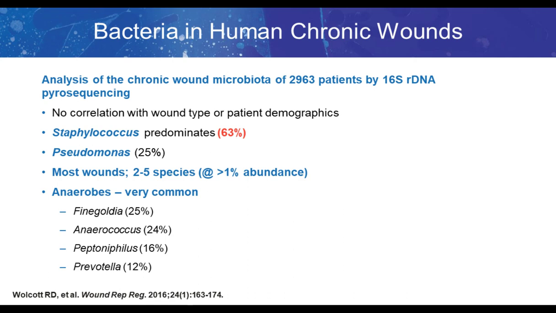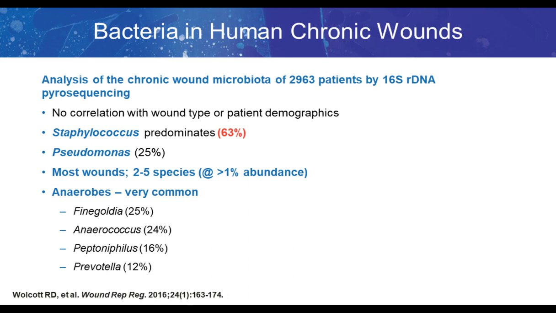But as I showed you before, biofilms can have general mechanisms to inhibit wound healing, so it might not be any pathogen in specific. But Staphylococcus definitely predominated in 63% of the wounds. It was most abundant, followed by Pseudomonas, mostly Pseudomonas aeruginosa. And most wounds had between 2 and 5 species of bacteria at greater than 1% abundance. Some wounds had 10, 15 species, so it varies from wound to wound, but the majority of wounds are polymicrobial. And as well as Staphylococcus and Pseudomonas, anaerobic bacteria are very common.